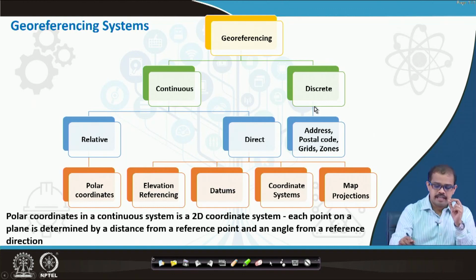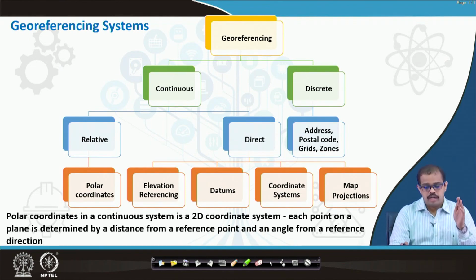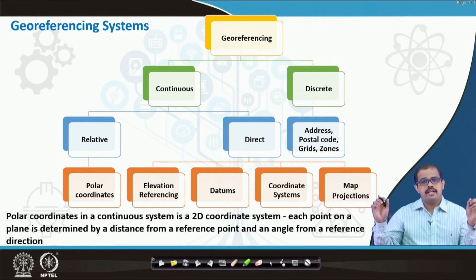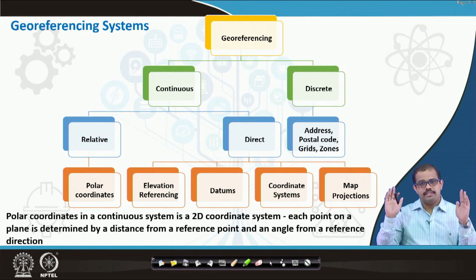If you look at discrete, it can be just like your address, your postal code, your grids, your zones. So all of these are an example of a discrete system. And when there is a discrete system, it is actually referring to a certain point on the earth surface defined globally. So if I say my pin code is 721302, there is no other pin code which is actually 721302 on the earth surface. So that is how it is very discrete in terms of representations. So discrete is basically the representation that you have given in the form of address, pin codes, etc.